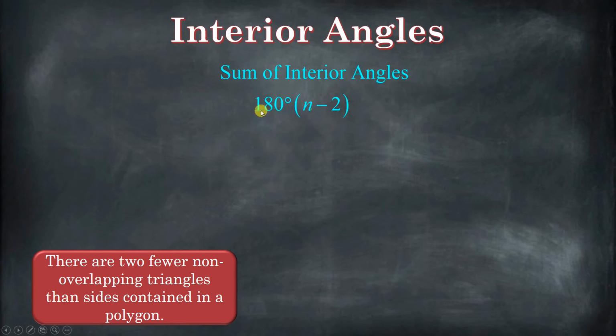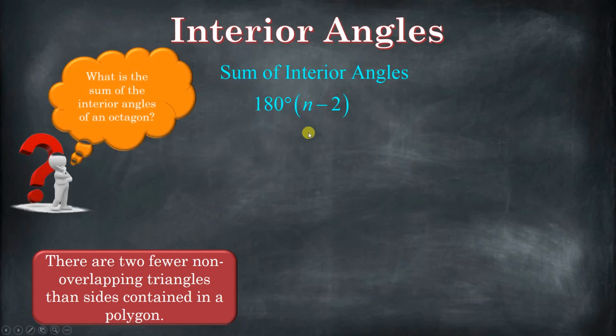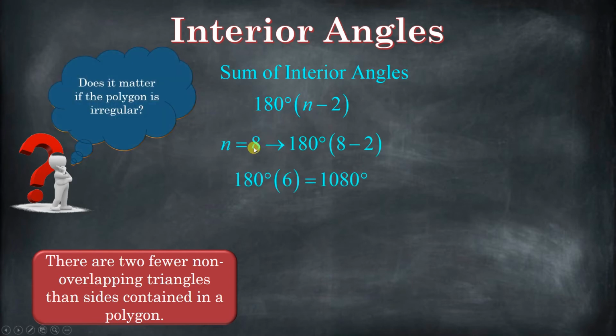Now remember, the 180 comes from the triangle, and the reason we're talking about triangles is because we can take a polygon and cut it up into 2 fewer triangles than the number of sides. So whatever the number of sides is, we have 2 fewer triangles inside of it. So what about the sum of the interior angles of an octagon, for example? Well, an octagon has 8 sides, right? So 180 times 8 minus 2 is 1,080 degrees.